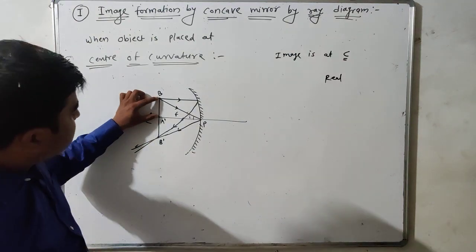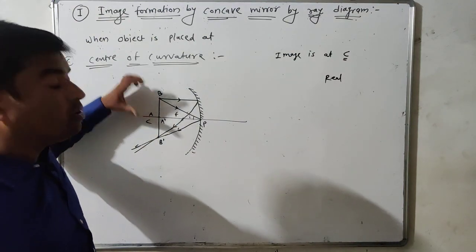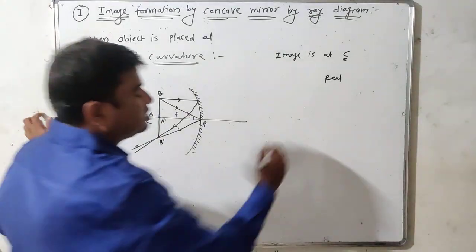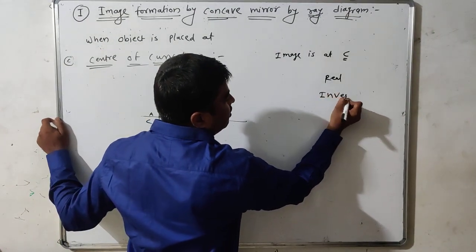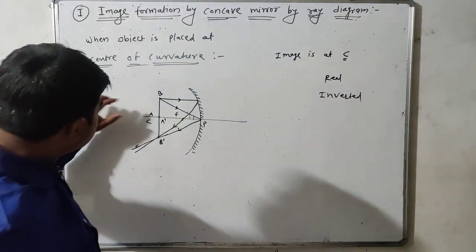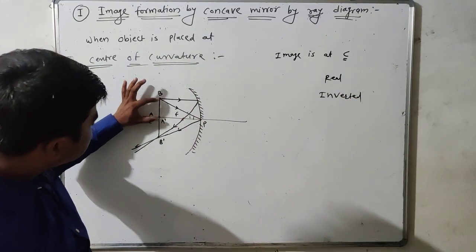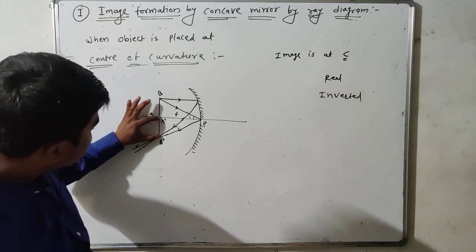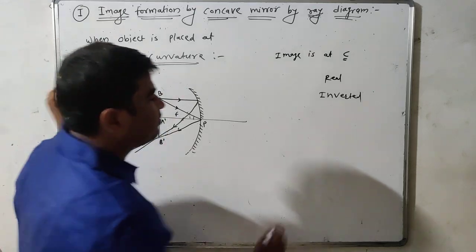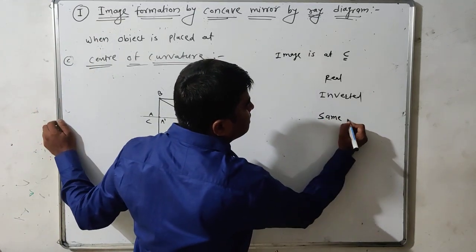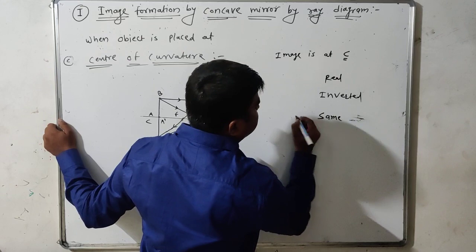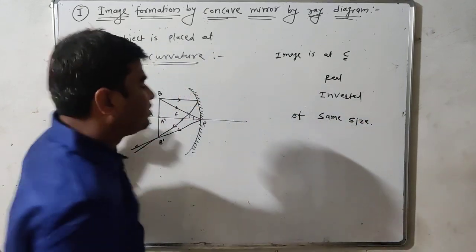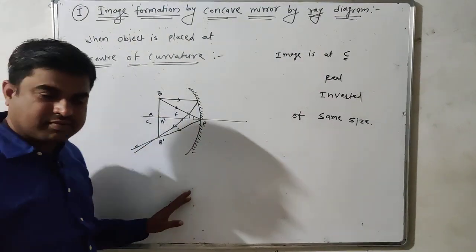Now point B is above principal axis, but its image is below principal axis. That means image is inverted. As you can see here, size of object and size of its image, both are same. Therefore the image is of the same size as object. Understand? Okay.